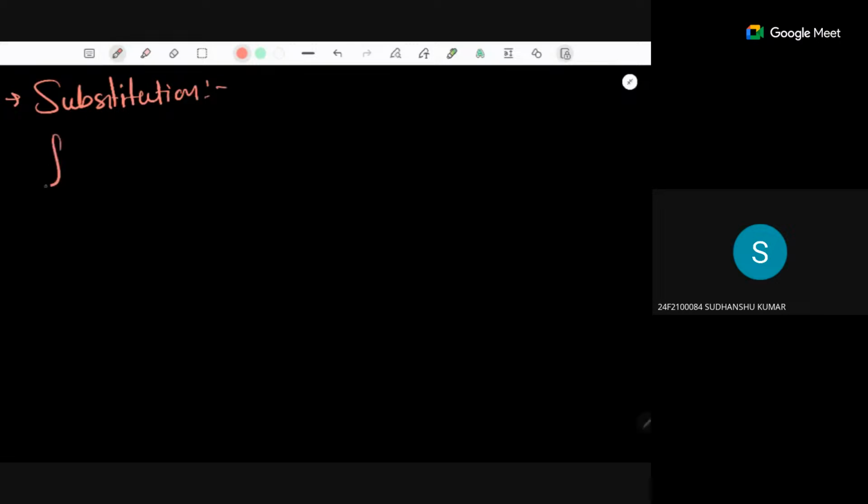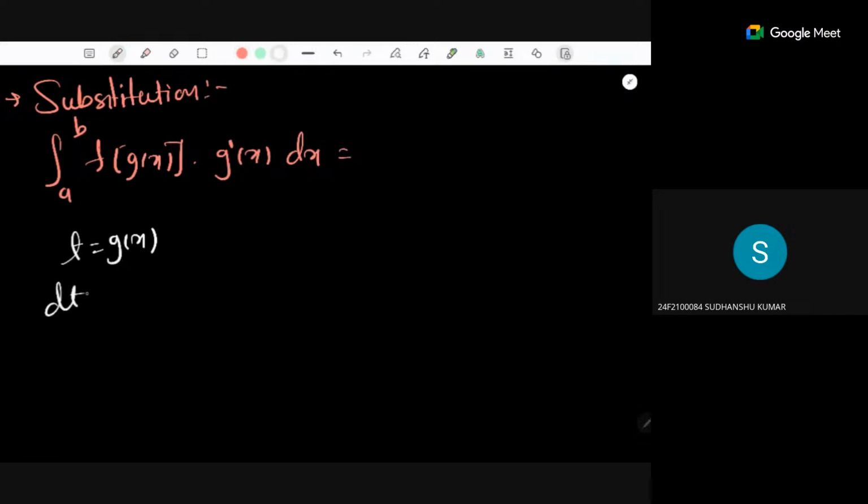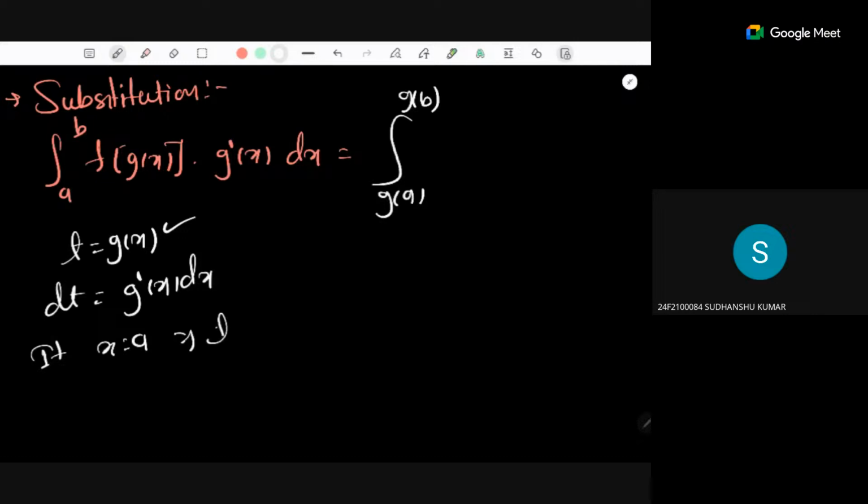For example, if you have an integration of the type integral a to b of f of g of x into g dash of x dx, then here you can take t is nothing but g of x, and dt is nothing but g dash of x into dx. We can change this integration into a simpler one, where the limit will be from g of a to g of b, because if x is equal to a, then t is nothing but g of a, and if x is equal to b, then t is nothing but g of b.